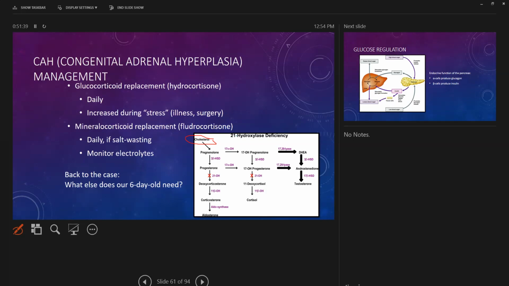Mineralocorticoid replacement can also be performed, and this is daily if there's any salt wasting. So if they're losing salt secondary to impaired aldosterone production, then we will definitely need to make sure that we are using fludrocortisone and monitor the electrolytes. So back to our case of the 6-day-old, they basically need hydrocortisone.